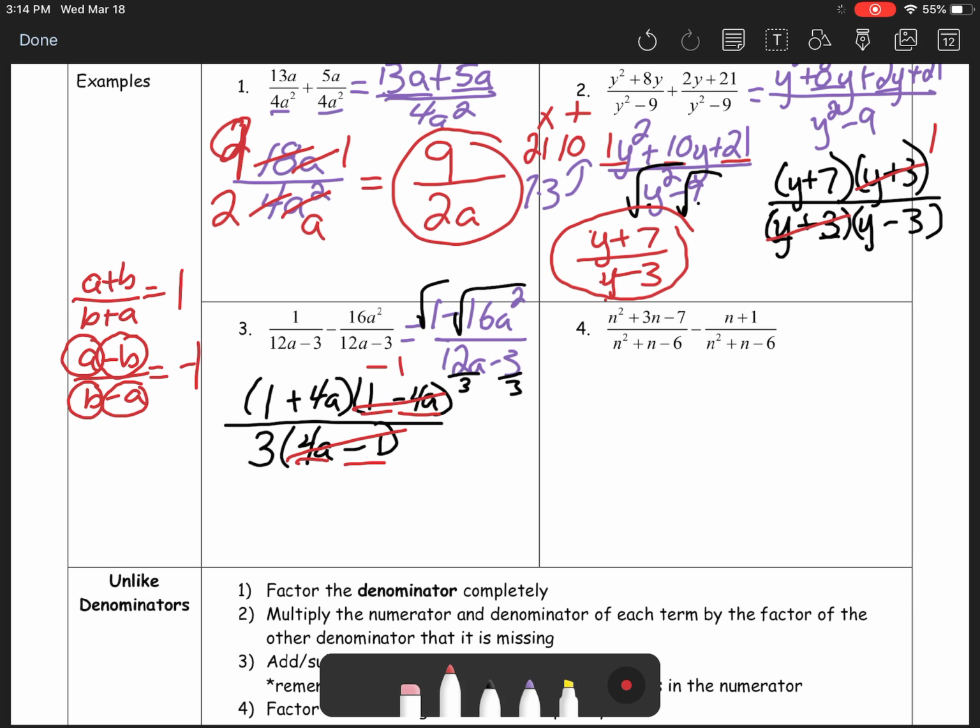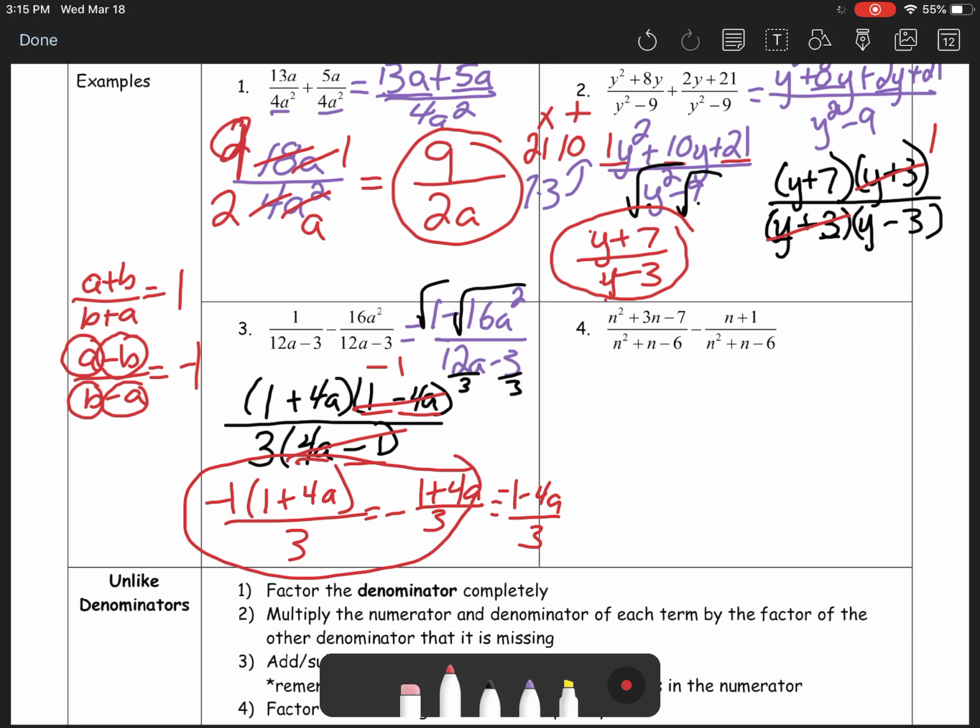So my final answer, we could write this two ways, is either going to be negative 1 times 1 plus 4a over 3. Okay, so you could see it that way. You could see it as negative 1 plus 4a over 3. But they could also distribute the negative. This could be negative 1 minus 4a over 3. Okay, but typically you'll probably see it the first two ways.